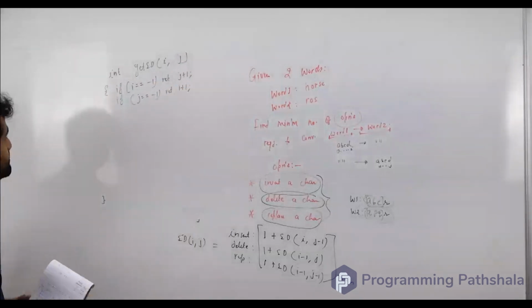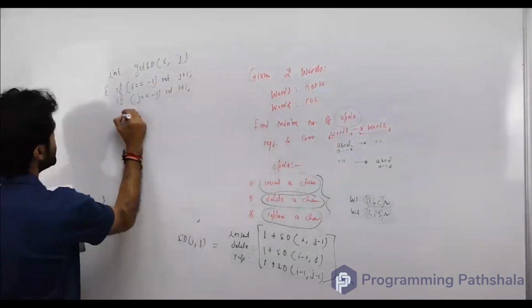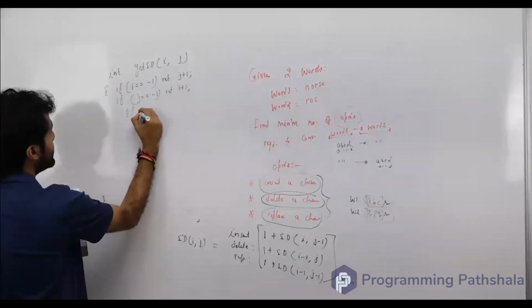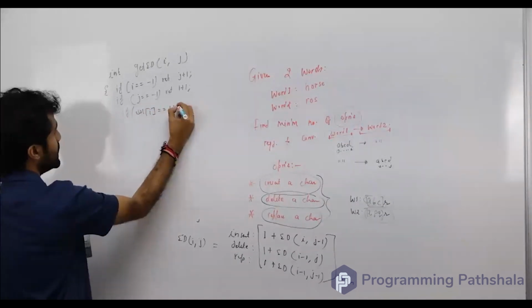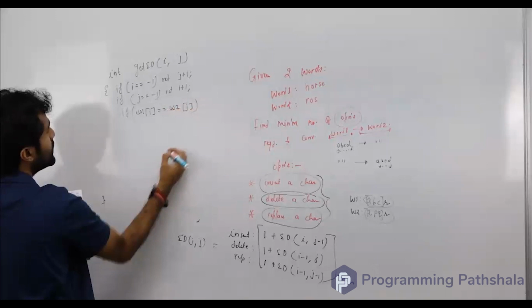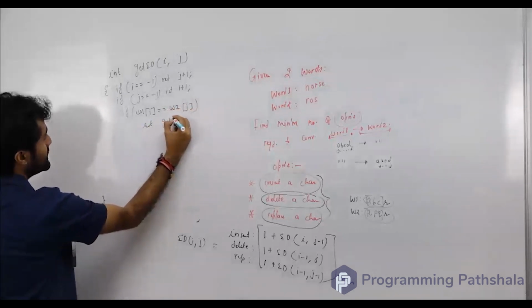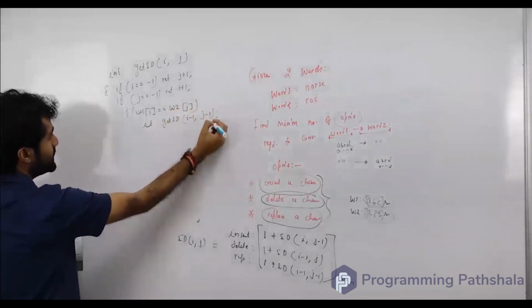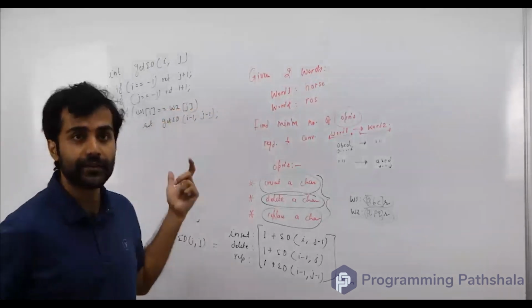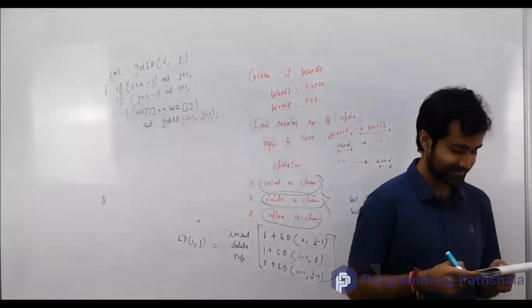Otherwise, what to do? So the first thing you will do is compare the last characters of the two words. If word 1 I matches word 2 J, what will you do? You will simply return the edit distance of the remaining parts, if this is the case.